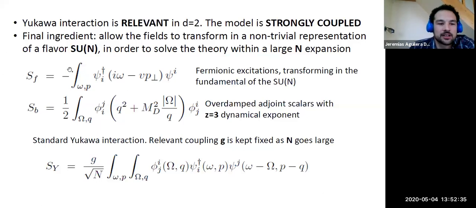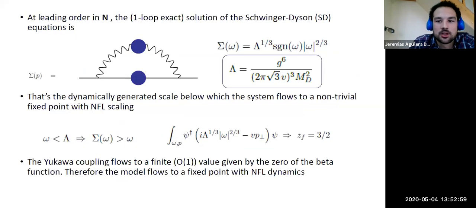So this is all put together. We have the fermions in the fundamental of SU(N). We have the overdamped bosons, which we'll consider in the adjoint. So this is a matrix large N. And we have the usual Yukawa coupling with the relevant coupling g, which is kept fixed as N goes to infinity, as usual in a 't Hooft expansion. So that's the model, at zero temperature. In particular, this model is perfectly solvable in the large N expansion.